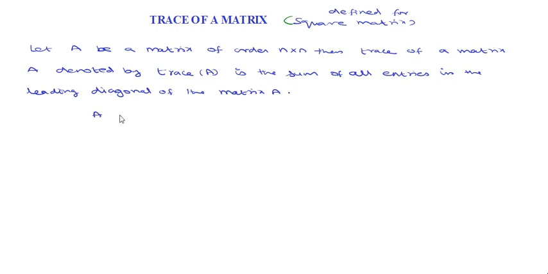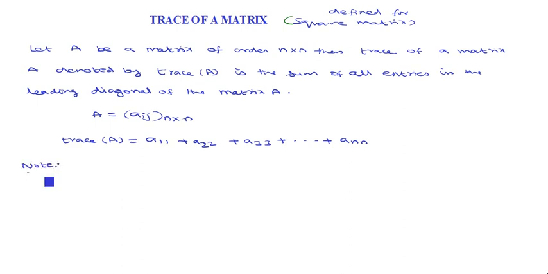Suppose the matrix A is of order n by n, that is A is equal to Aij of order n by n. Then trace of A is A11 plus A22 plus A33 plus etc. The last entry will be Ann. So here we note that trace is not defined for non-square matrices.